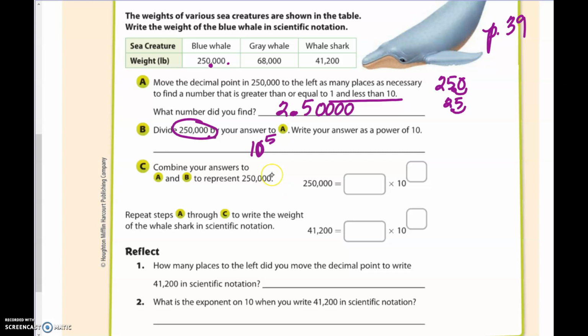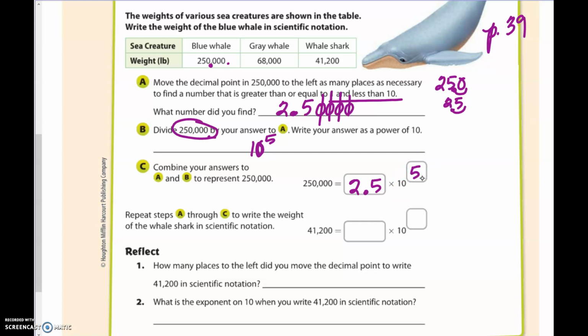All right, so they want us to combine our answers for A. I do not need to write all of these zeros after it. So I'm just going to put 2.5. And then in B, they asked us to write that as a power of 10. They already wrote the 10, and we're going to put the 5 in there.